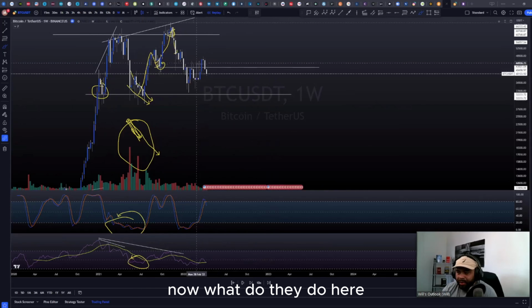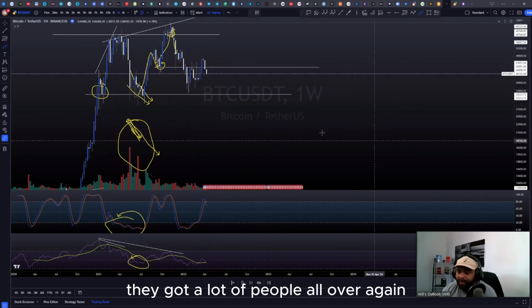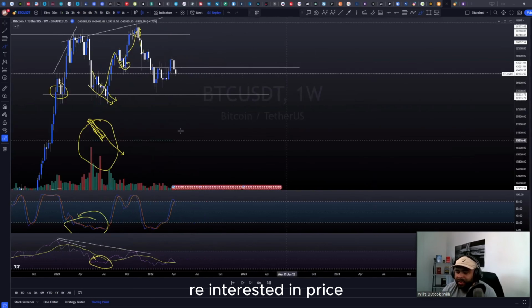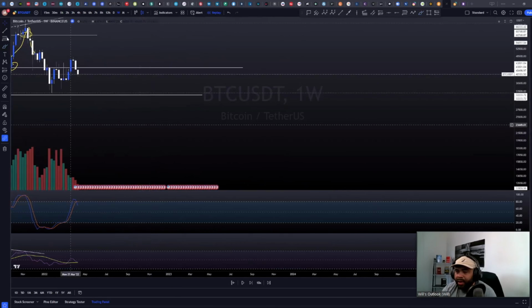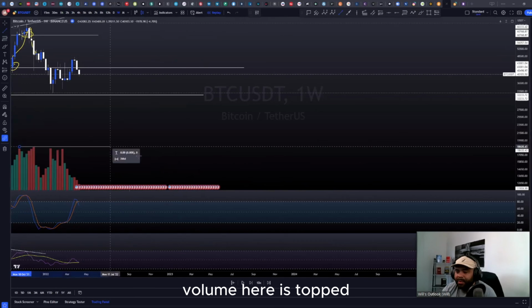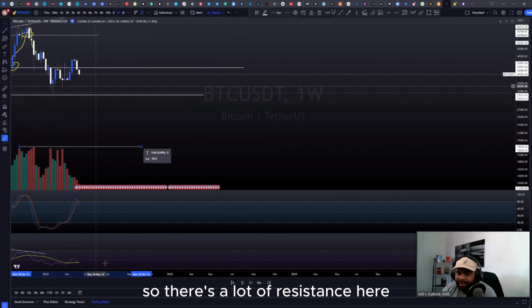Now, what did they do here? They got back above support, right? They got a lot of people all over again re-interested in price. But if we look at volume, right? Volume here is topped. It's literally topped. You cannot interest people in buying in. So there's a lot of resistance here.